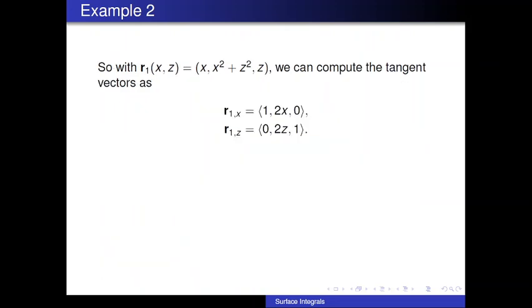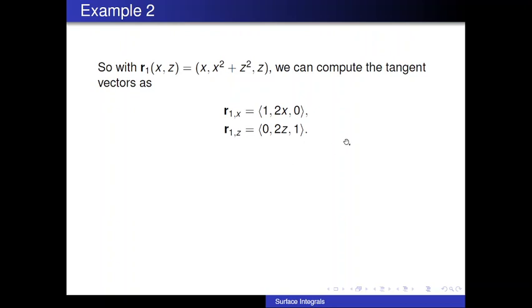So now that we've got that, let's compute those tangent vectors. One will be done with respect to x now, and the second will be done with respect to z. Already I'm liking this choice that I made because these tangent vectors are easy to compute, right? The derivative of x with respect to x is 1. The derivative of x squared plus z squared with respect to x is 2x. And the derivative of z with respect to x is 0. And likewise, the derivative of x with respect to z is 0. The derivative of x squared plus z squared with respect to z is 2z. And the derivative of z with respect to z is 1.